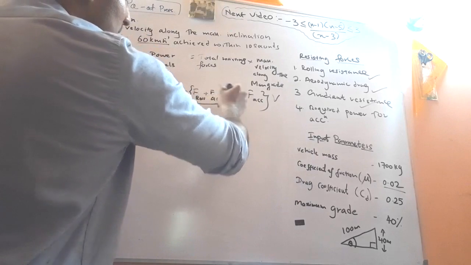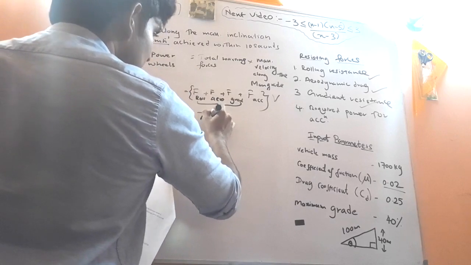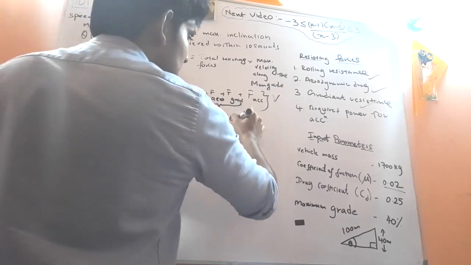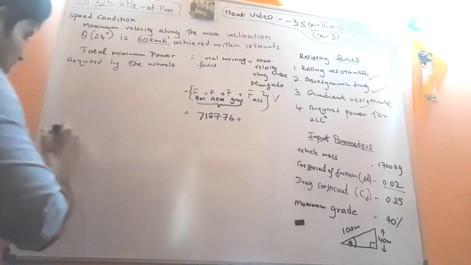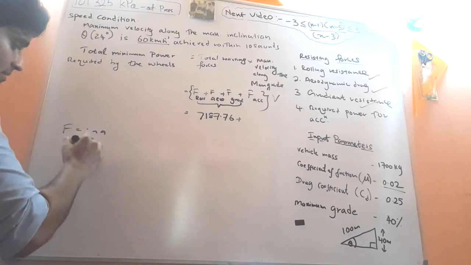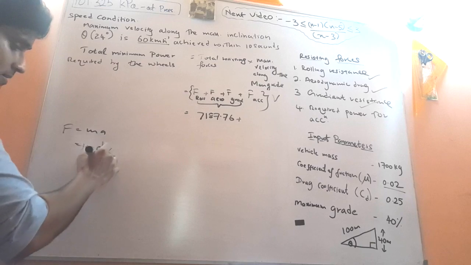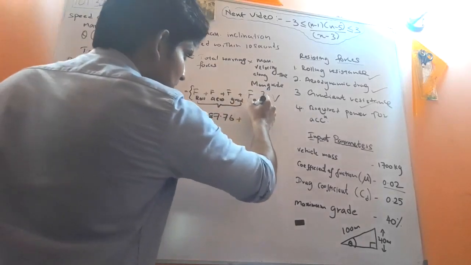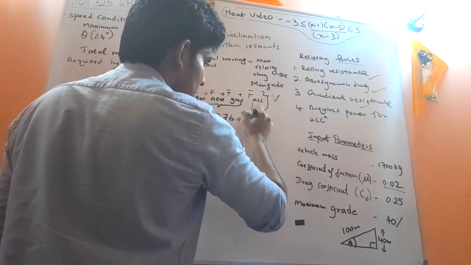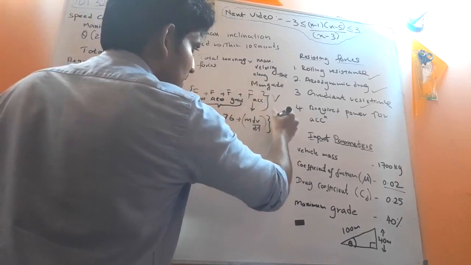We know the summation of these three forces. What is that? 7187.76. We know that. So what is the acceleration force? We know that the force required for the acceleration is F equals ma. What is acceleration? The first derivative of the velocity with respect to time. So F acceleration is m times dv by dt, times v.